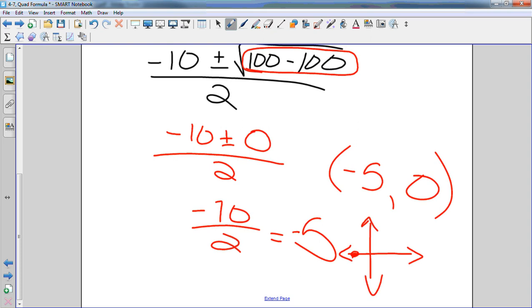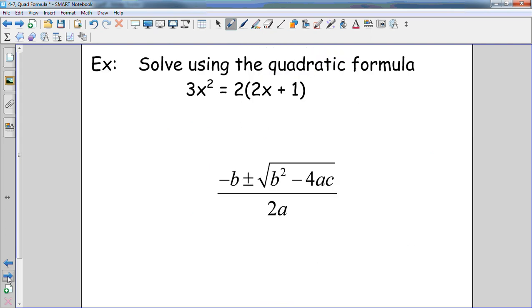Not so bad. You just plug it in and solve. Now, if something is in this type of form, you just have to distribute and solve. Set one side of the equation equal to 0. So just distribute your 2, right? Kiana, you with me? You writing this stuff down?